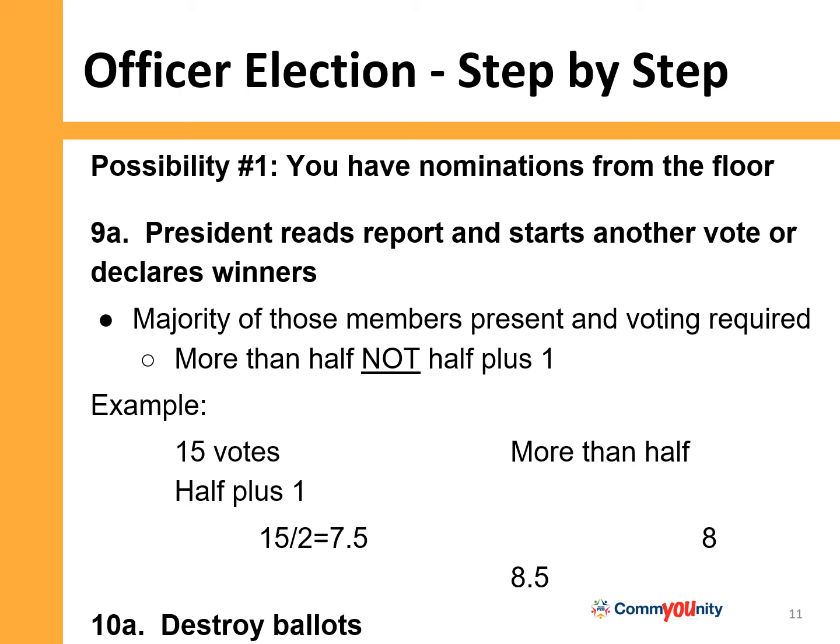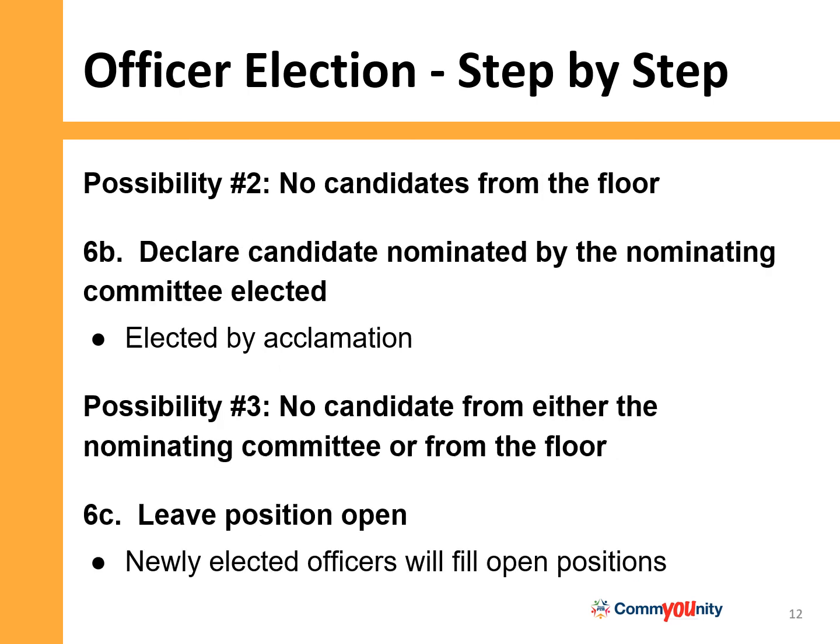Now let's look at possibility number 2. 6B. So in possibility number 2, you have a candidate nominated from the nominating committee and no candidates from the floor, meaning only one candidate. In this case, the election can be done by acclamation. That means the president can declare them elected, since an actual vote would have the same outcome, so no actual vote is needed. The president would say, there being only one nominee, I declare nominee's name elected.